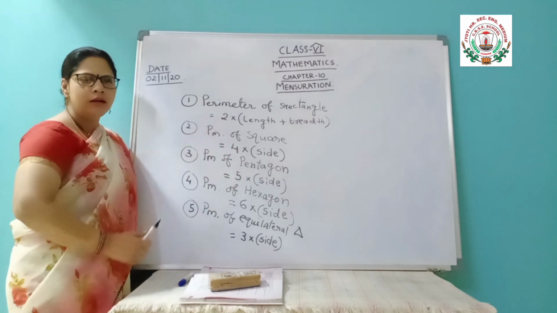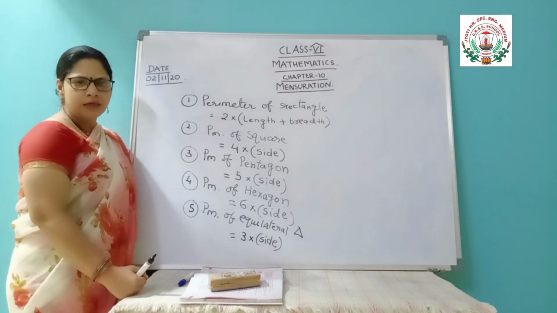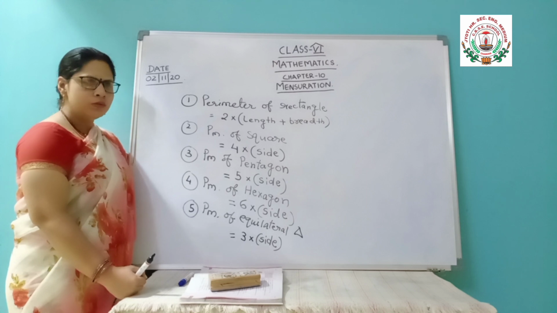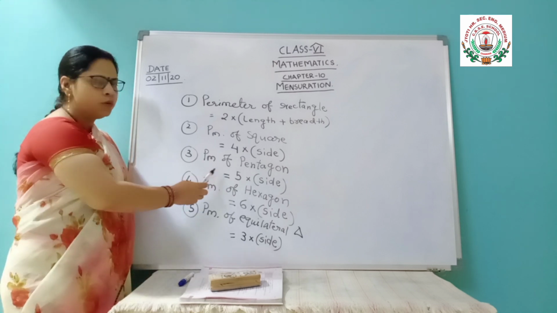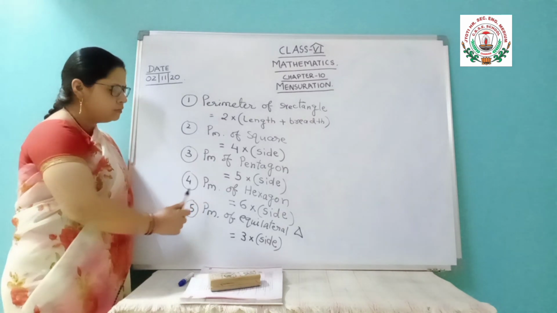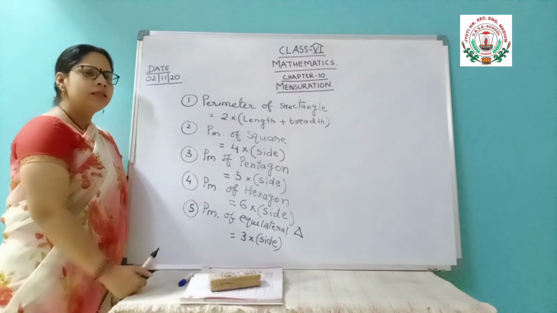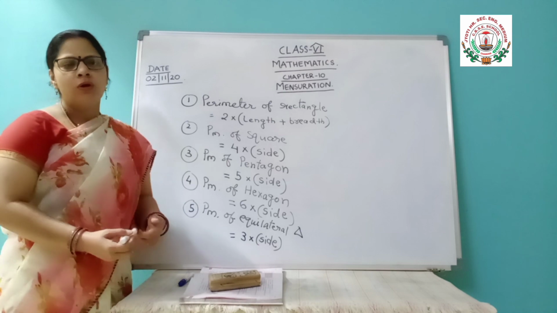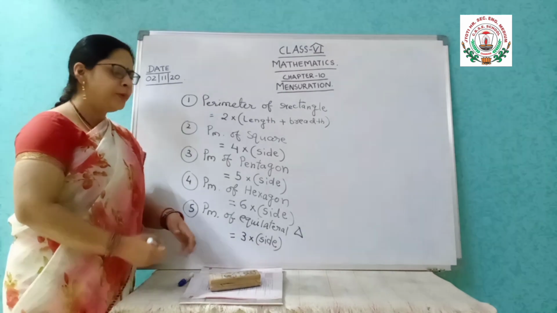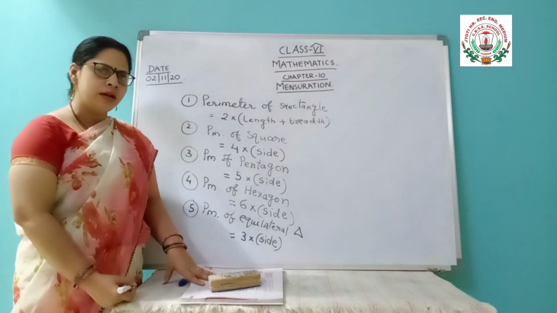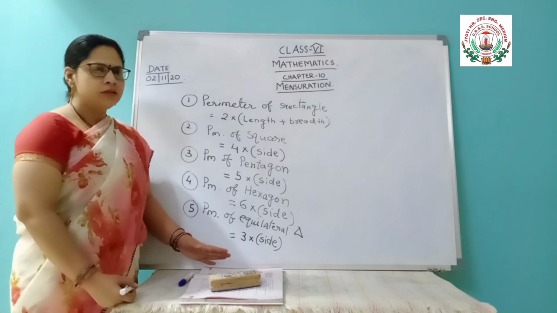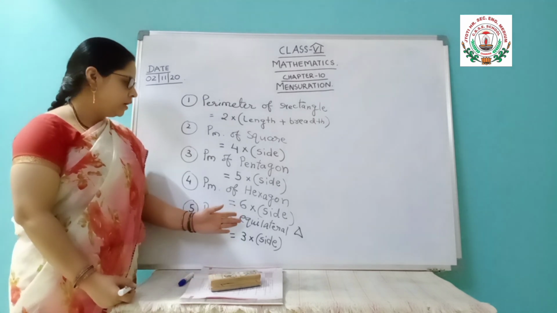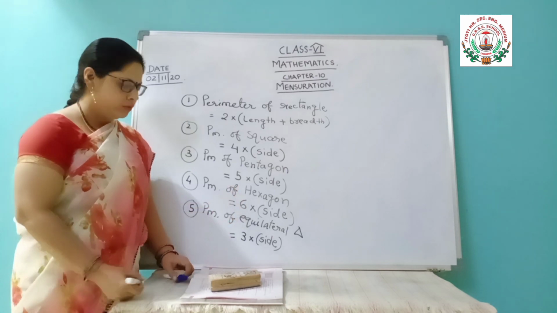Perimeter of rectangle: 2 into length plus breadth. Square: 4 into side. Equilateral triangle: 3 into side. Pentagon: 5 into side. Hexagon: 6 into side. Like that you have heptagon, octagon. Heptagon means 7 sides of equal length. Octagon means 8 sides of equal length. That is not of your use because here you are learning up to hexagon only.